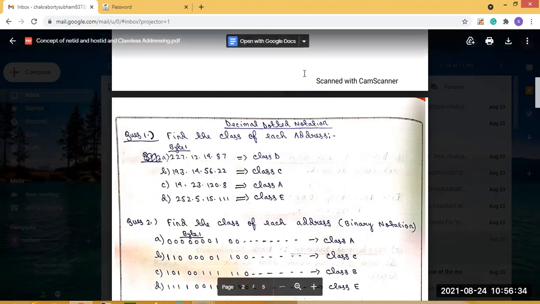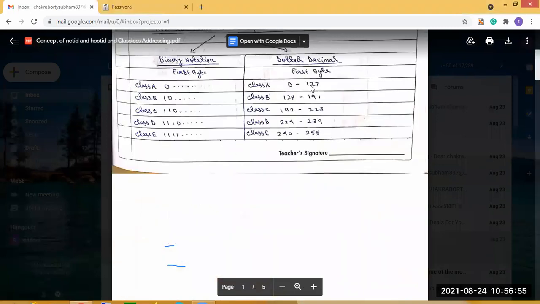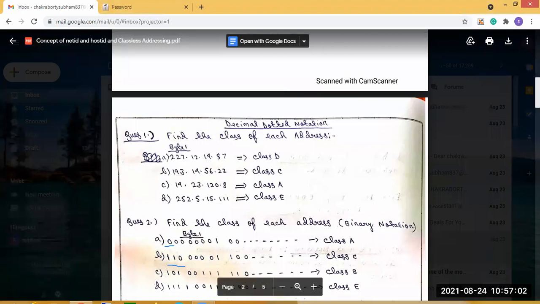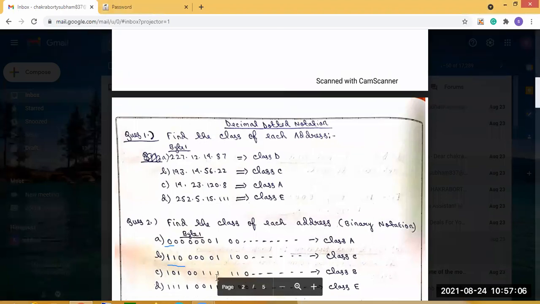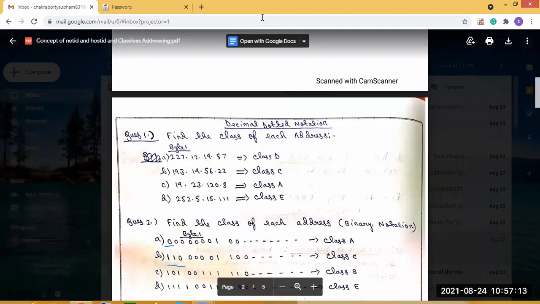If it starts with 0, it is class A. If it starts with 110, then according to the table it is class C. The next value is 10100011, which starts with 10, so it is class B. And then 1111 like this means it is class E.